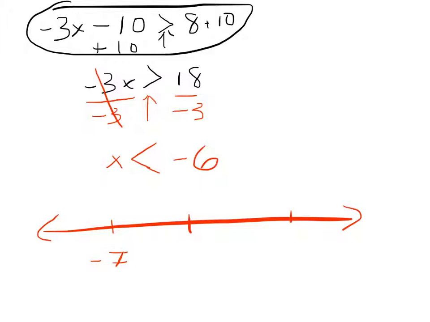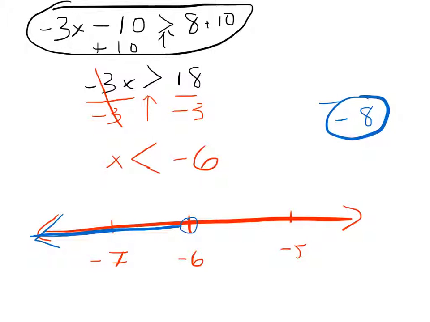Negative 7, negative 6, and negative 5. And it does not include the negative 6. So I'm going to go with an open circle there, and then I'm going to draw my line going that direction. So x has got to be less than negative 6. And if you want to, pick a number that's less than negative 6. Negative 8. So we put that in.